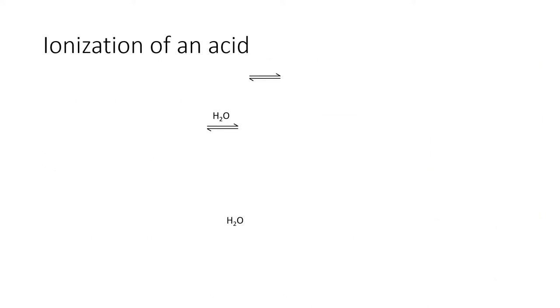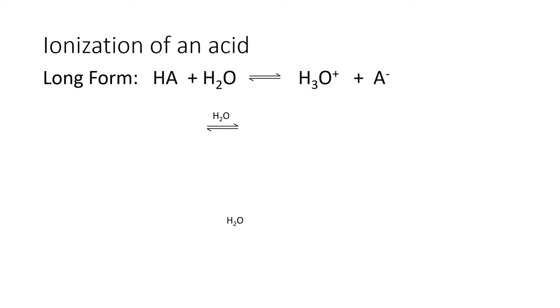All right, let's take a look here at what the ionization of an acid is. In the long form, what I have, this is a general acid. HA will be the general acid. If I put it in water, it's going to form the hydronium ion plus the anion of the acid. We can simplify this and write it as a short form. The short form simply recognizes that we're putting it in water, and so we just say the acid breaks into the hydrogen ion and the anion.